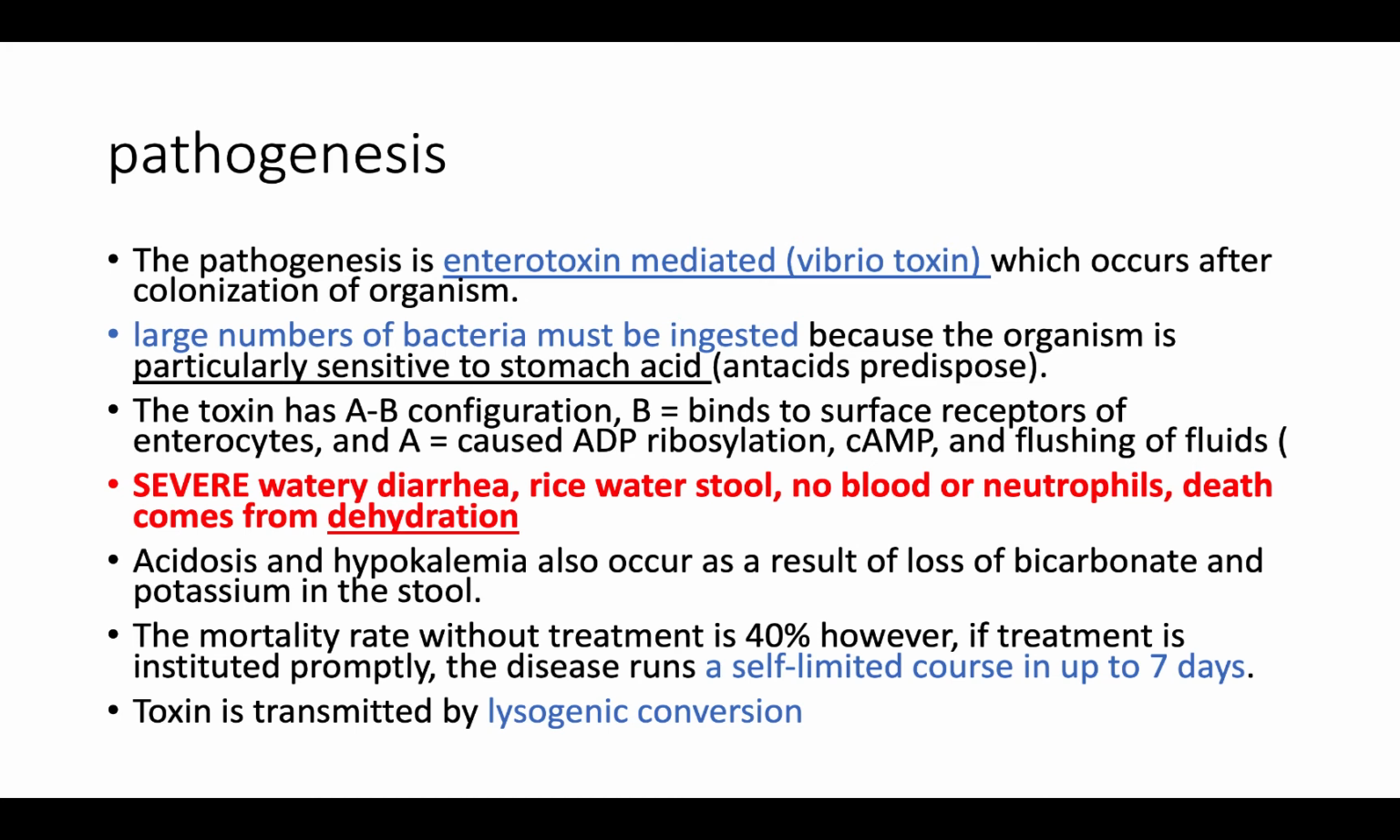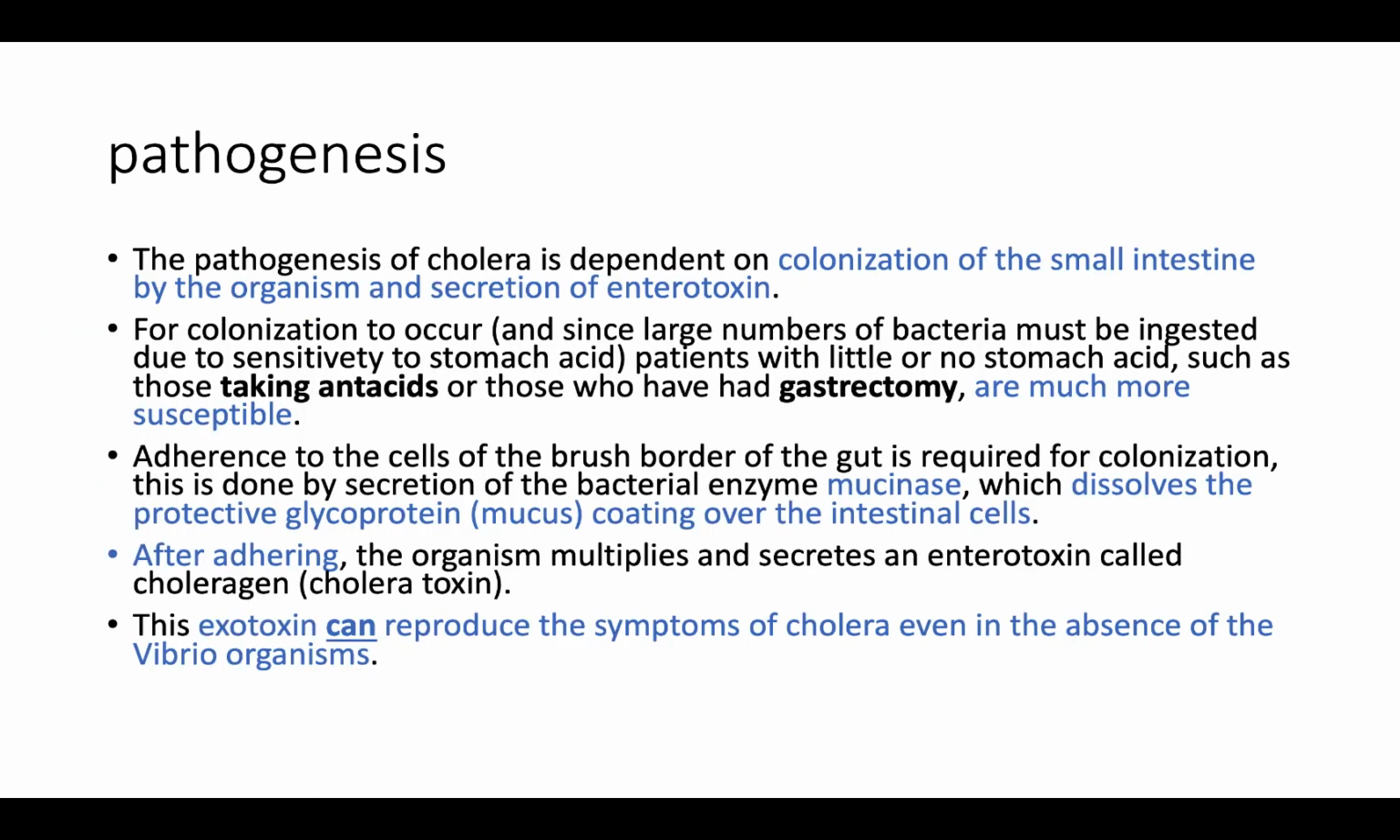Toxin is transmitted by lysogenic conversion of other vibrio as well. The pathogenesis is dependent on the colonization of the small intestine by the organism and then secretion of the enterotoxin. For colonization to occur, since a large number of bacteria must be ingested, patients with little or no stomach acid, or people taking antacids or who have had a gastrectomy, are much more prone and susceptible.